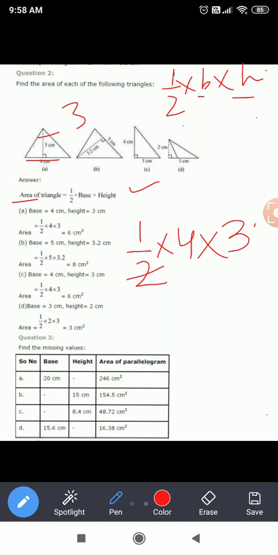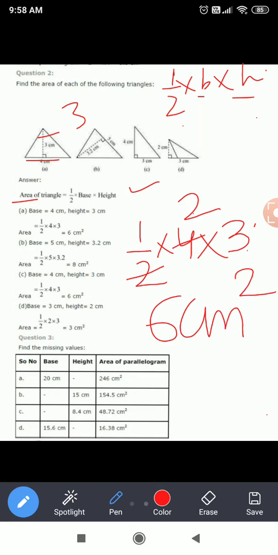So 2 2s are 4, and 2 3s are 6. So it will be 6 centimeter square. In this way we will be finding the area of the triangles.